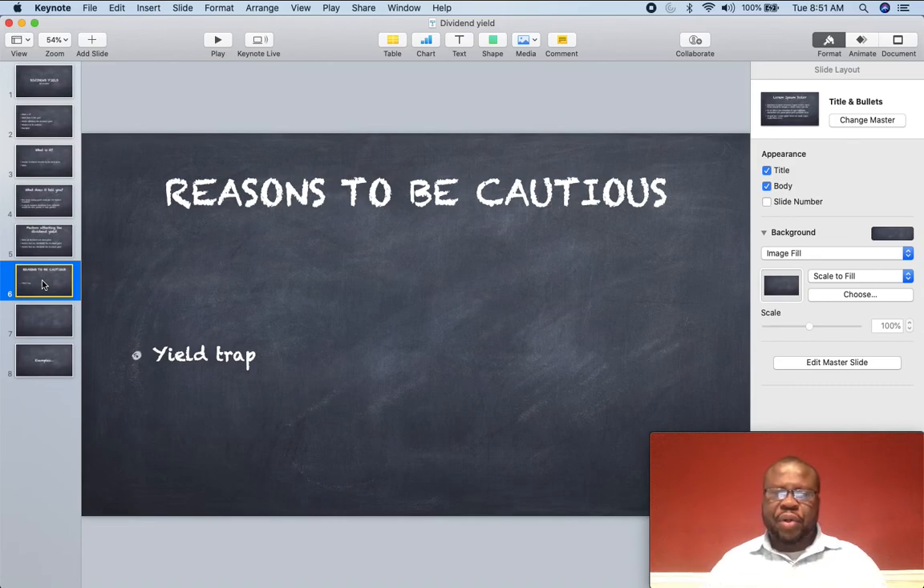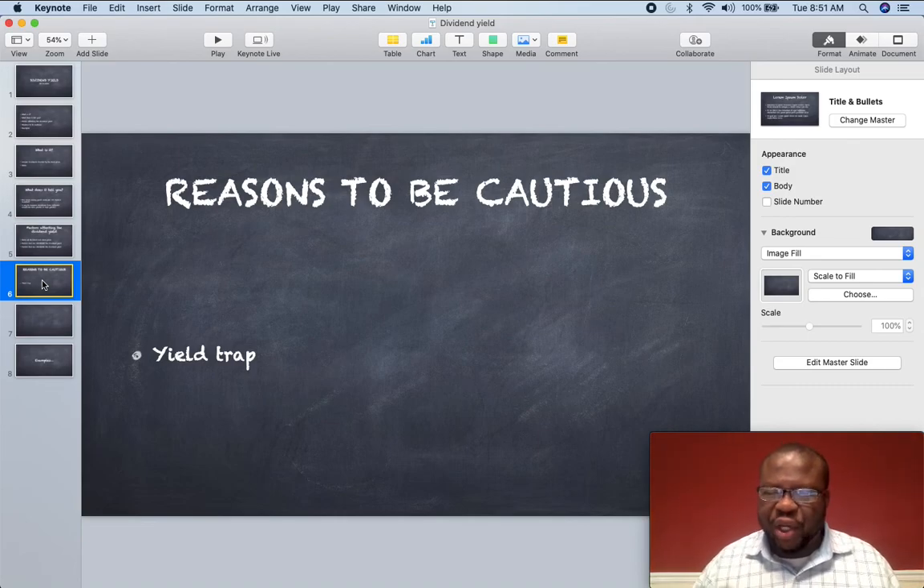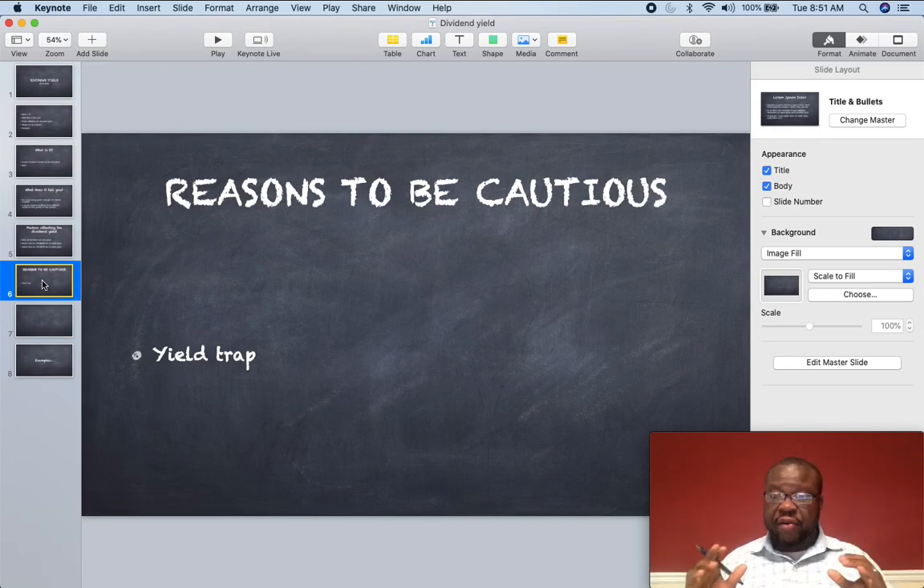Let's talk about reasons to be cautious. There's something called a yield trap, and as dividend investors, we have to look out for that. Let me add this. The average dividend yield for the S&P 500 is about 1.73%, so under 2%. The S&P 500, as you already know, are the 500 biggest companies in America.